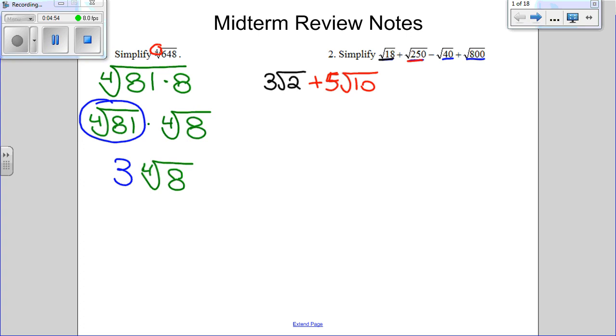Root 40. Root 40 could be divided by 4, which is a perfect square. Square root of 4 is 2, and you're left with root 10. The last one is the root of 100, which can be divided by 100. Oops, there's a bigger one than 100 that goes into it. What is it?